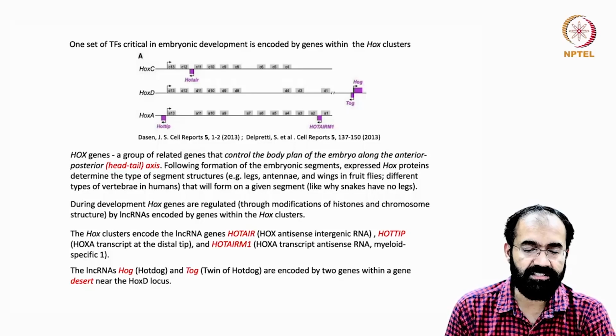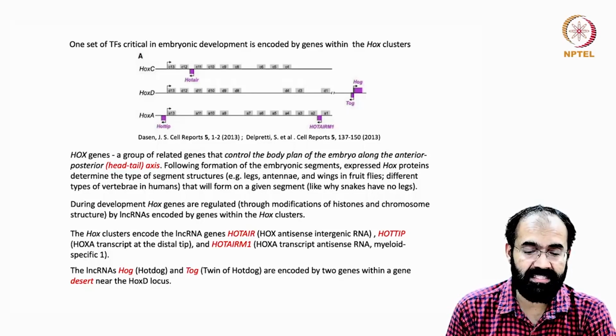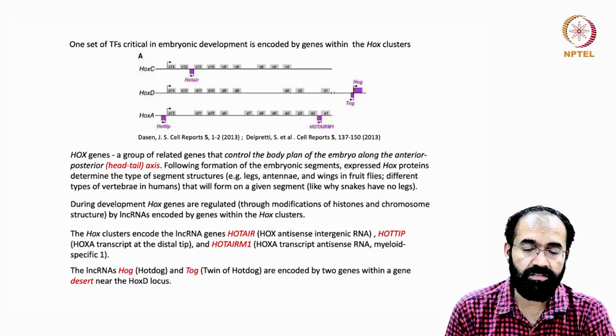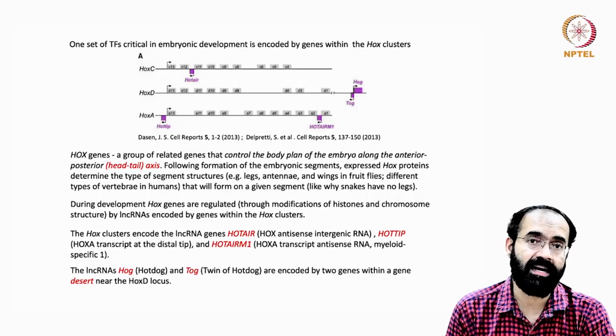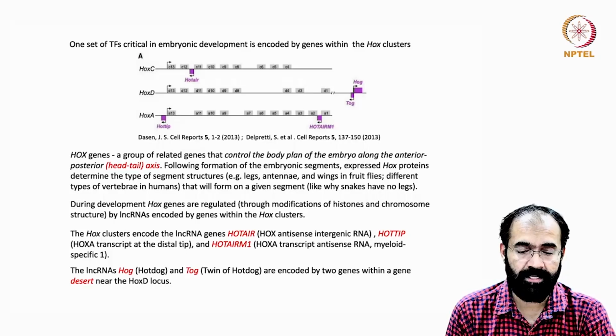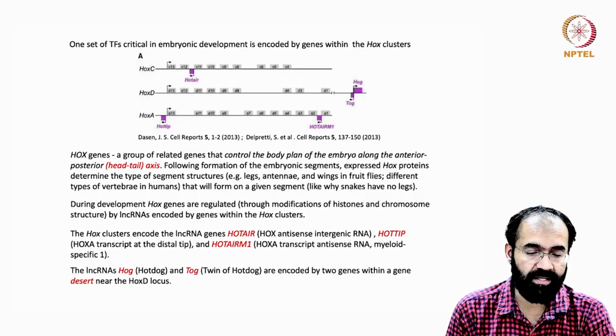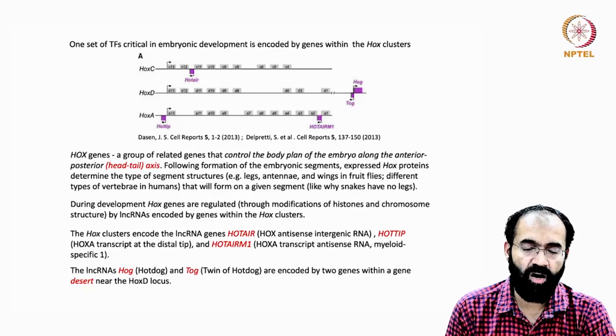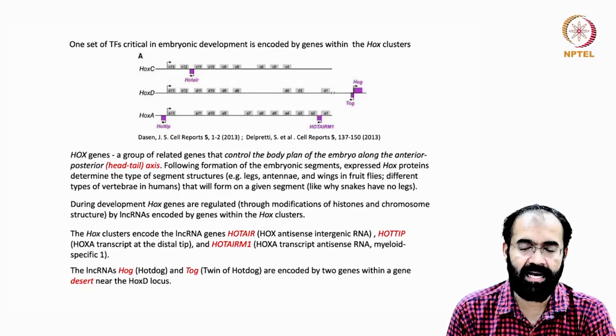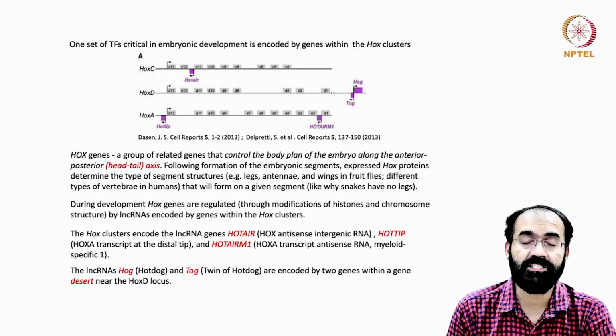So the Hox gene clusters encode the ncRNA HOTAIR. What does it mean? HOX antisense intergenic RNA, that is HOTAIR. It is an acronym of this long sentence. And HOTTIP, what is that? HOXA transcript at the distal tip. What is HOTAIRM1? HOXA transcript antisense RNA, myeloid-specific 1.